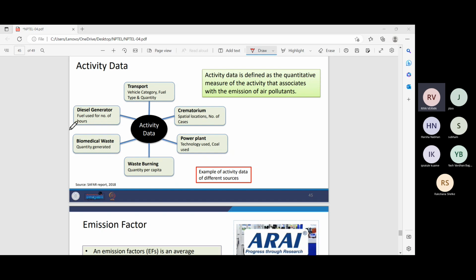Then for the biomedical waste, the quantity of waste generated per day. Then for the diesel generator, how much amount of fuel is used, and for how much time the generator is used. So basically this is the sort of activity data for different types of sources that is collected to find the emission of the air pollutants.